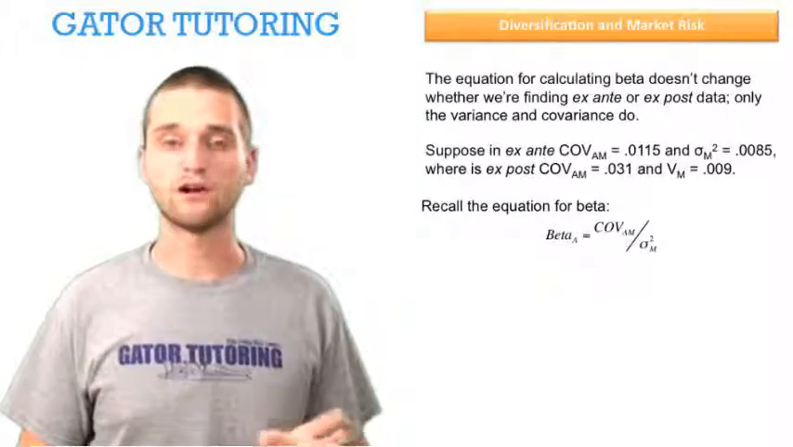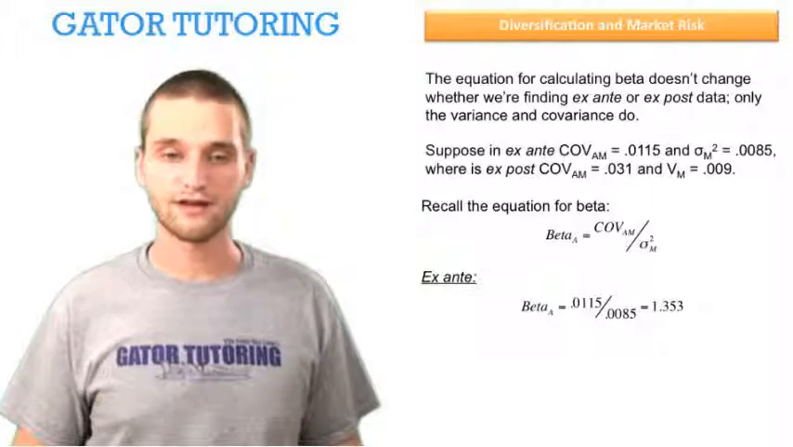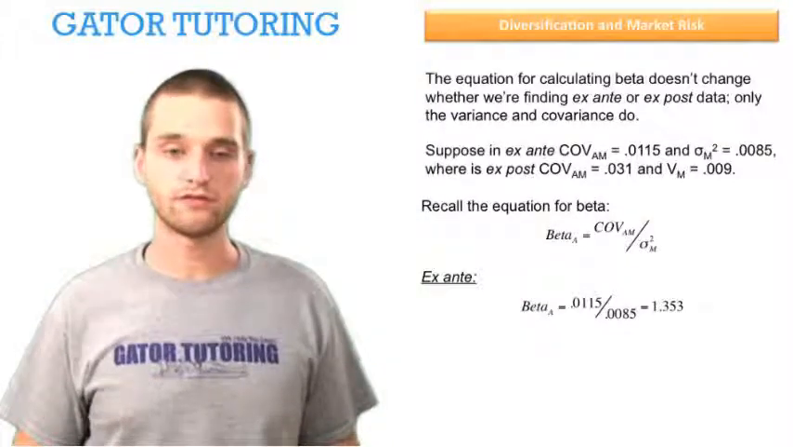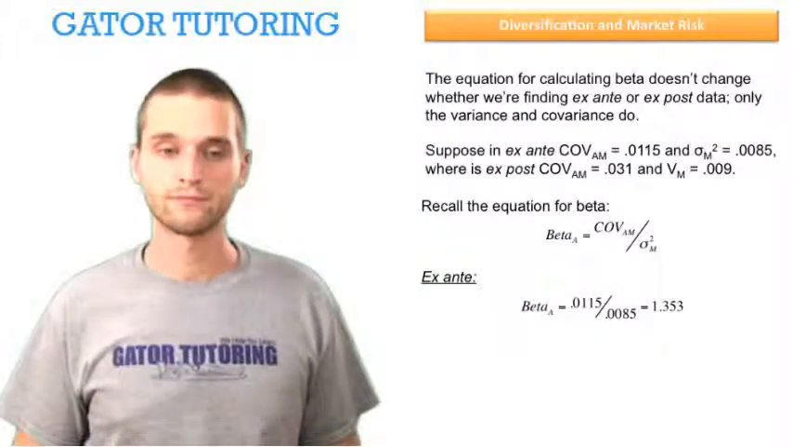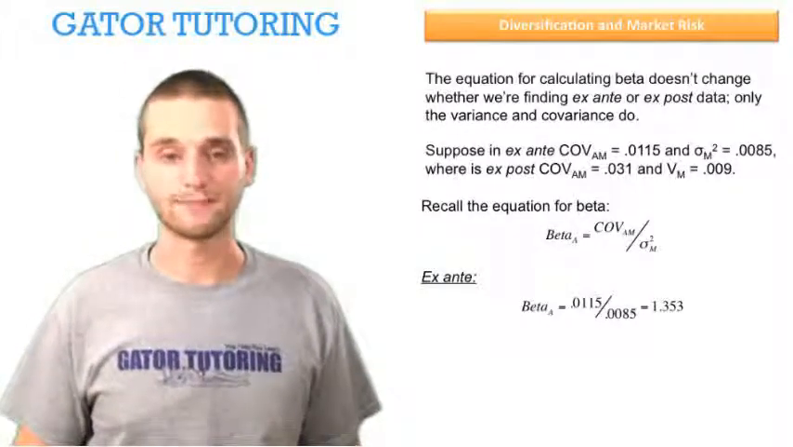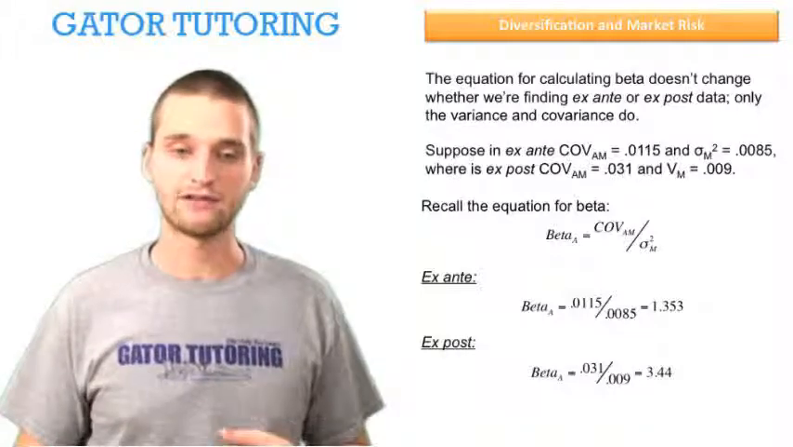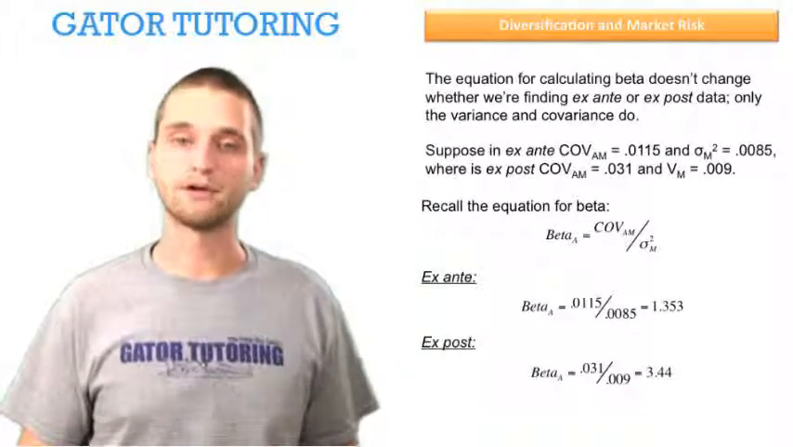Recall the equation for beta. It's just the covariance of A with the market divided by the variance of the market. So in ex ante, it's 0.0115 divided by 0.0085. So in ex ante, the beta of security A is 1.353. In ex post, we use the ex post data, and it's 0.031 divided by 0.009.